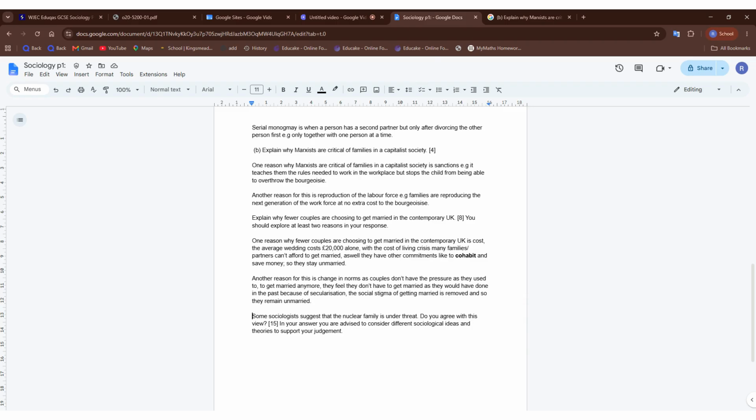Some sociologists suggest that the nuclear family is under threat. Do you agree with this view? In your answer, you are advised to consider different sociological ideas and theories to support your judgment.